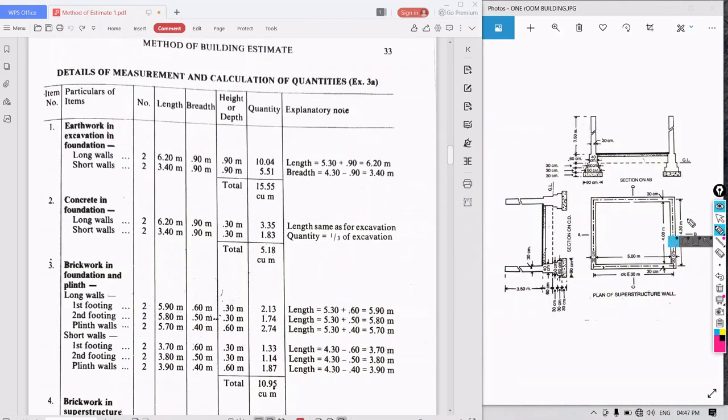Similarly, for short walls, what we need to calculate? We need to calculate how many numbers of short walls are there. That is one number of short wall, two numbers of short walls. So two numbers of short walls are there. Now we have to take the length of the short wall. See here in the figure, my dear friends. Concentrate here.